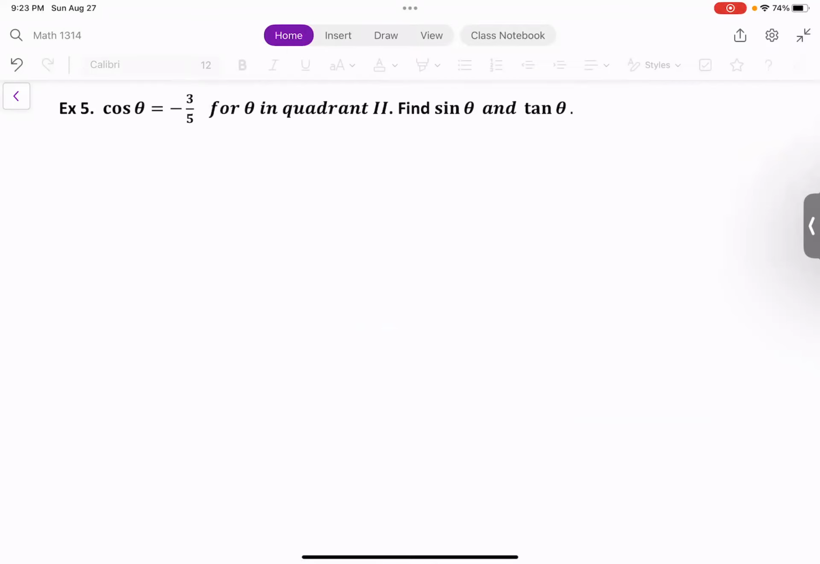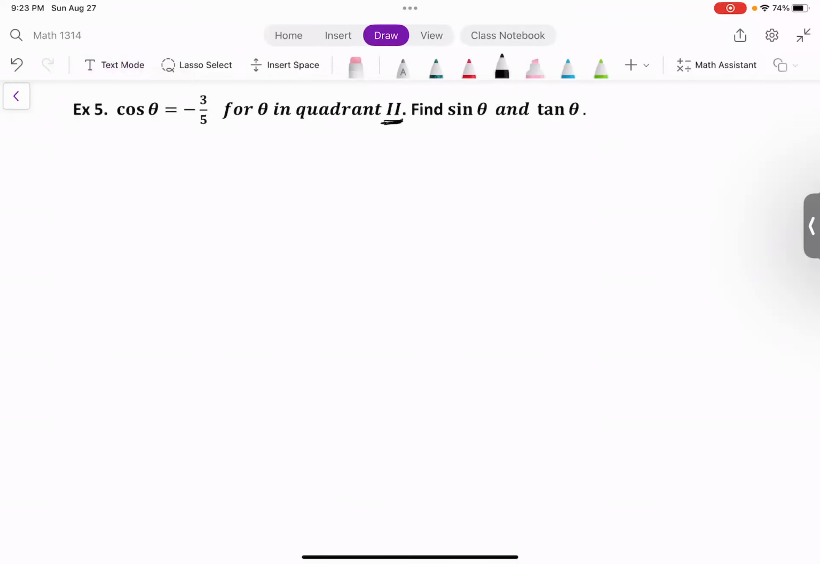All right, it gives us some information. Cosine theta equals -3/5. Theta is in quadrant 2. When I see this information, I like to draw an image because an image can help me solve the question easily or more accurately. So the second quadrant is here.